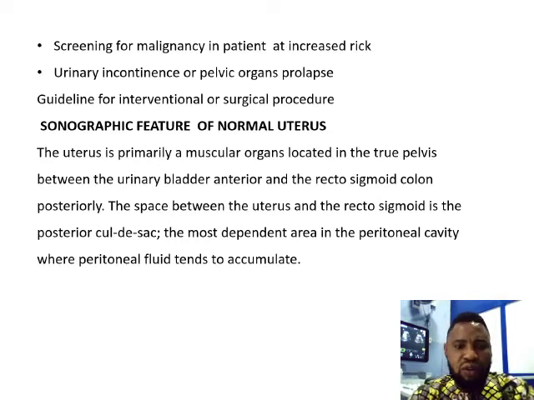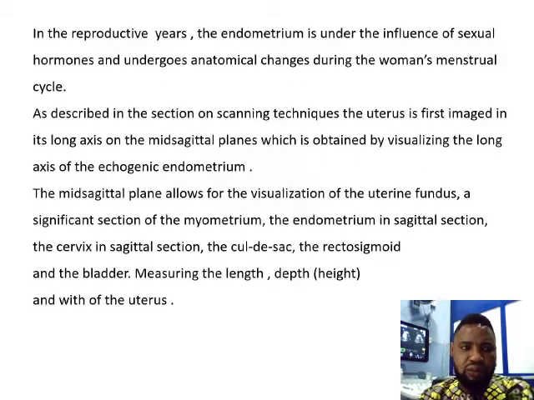Some features of the normal uterus. The uterus is primarily a muscular organ located in the true pelvis between the urinary bladder anteriorly and the rectosigmoid colon posteriorly. The space between the uterus and the rectosigmoid is called the posterior cul-de-sac, the most dependent area in the peritoneal cavity where peritoneal fluid tends to accumulate.